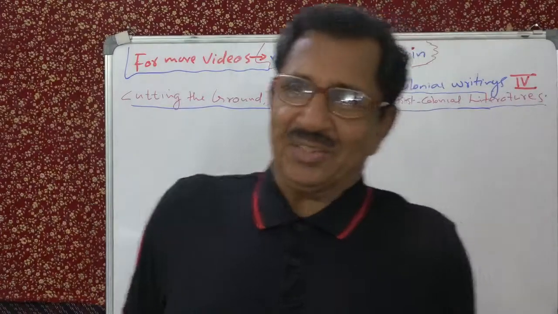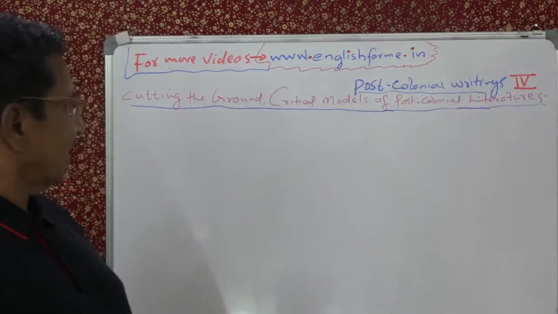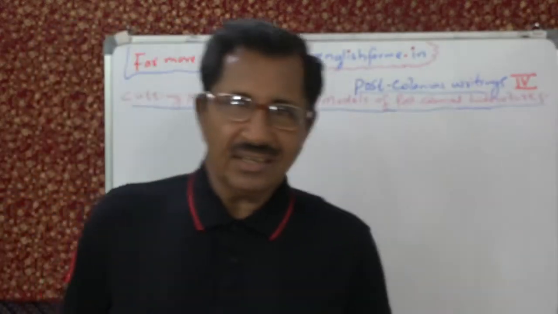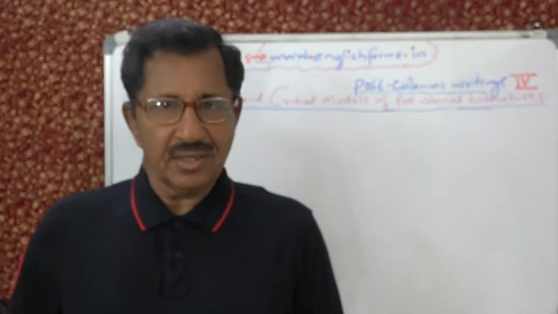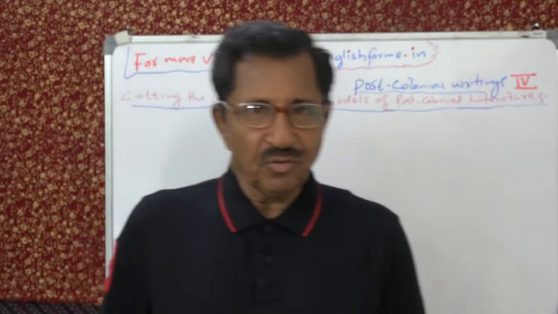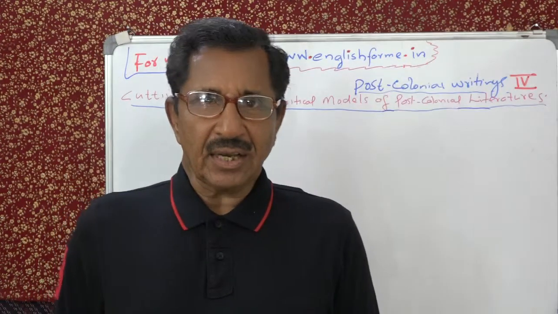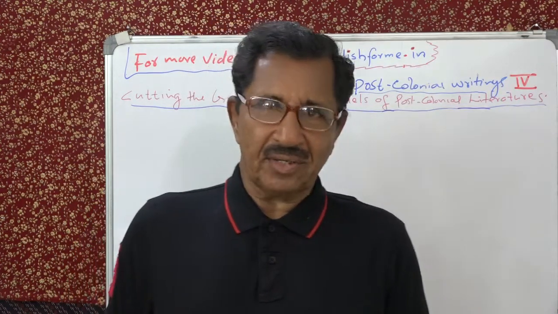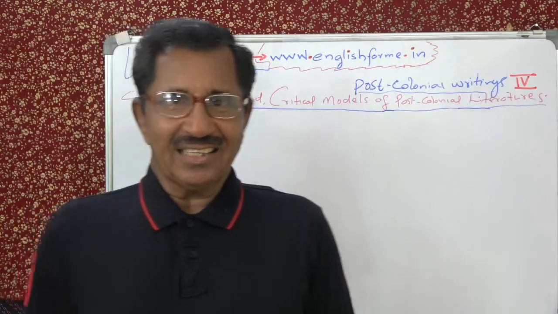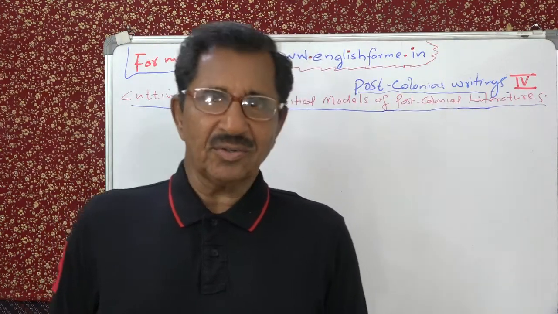Hello friends. So we are discussing post-colonial writings, critical models of post-colonial literatures. So we have seen what are the special qualities and characteristics of post-colonial writings. Then we saw four major models: national and regional ones; second, the wider comparative models; and then the third, race-based models, or black writing models, and also negritude.